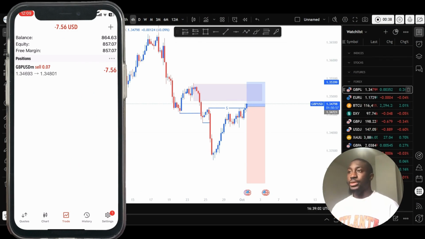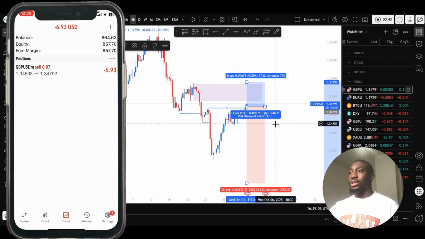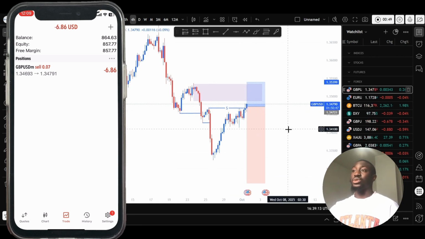It's more like a swing trade. So I entered from this position. And why did I enter from there? Because price has swept this liquidity already. Though there was no confirmation before I entered this trade, I just want to take the risk.